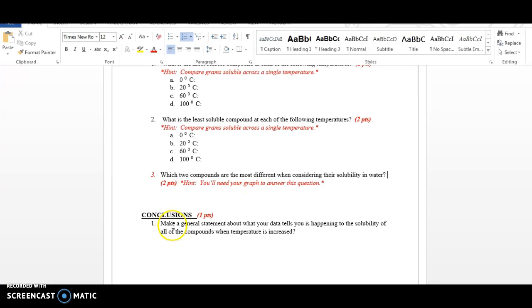And then finally, do the conclusion. So make a general statement about what your data tells you is happening to the solubility of all the compounds when temperature is increased. I'll give you guys a hint. These are all solids. So think back to our lesson on how temperature affects solid solubility.